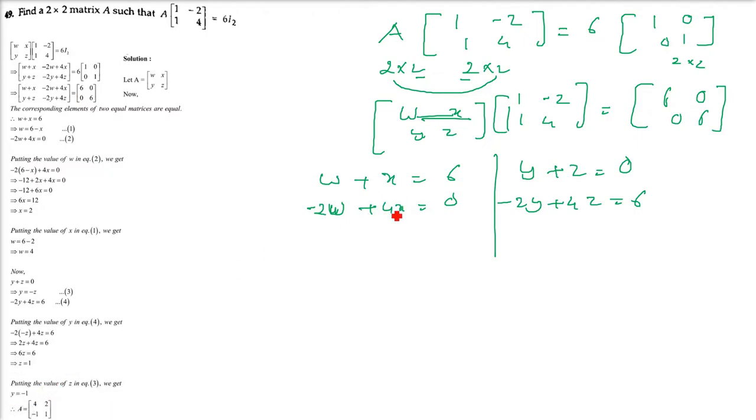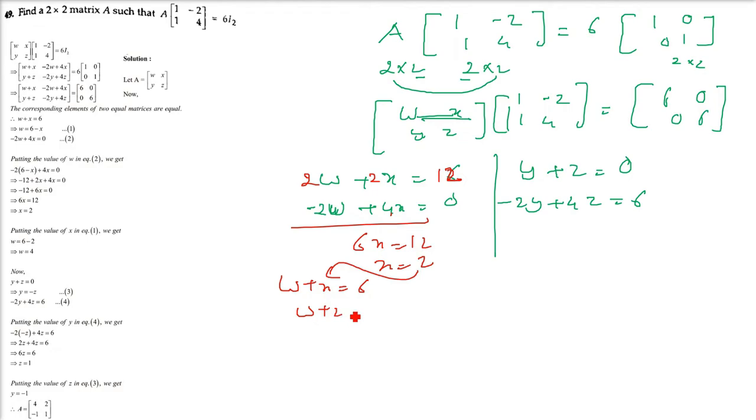So now what you can do here, I'm multiplying the first equation by 2, this becomes 12. Just add these two equations, this gets cancelled. So 4x plus 2x is 6x, 6x equals 12, x is equal to 2. So x is 2, w plus x was 6, I'm putting it here, w plus 2 equals 6, so w will be equal to 6 minus 2, that is going to be 4.